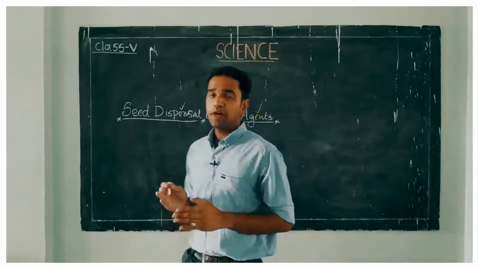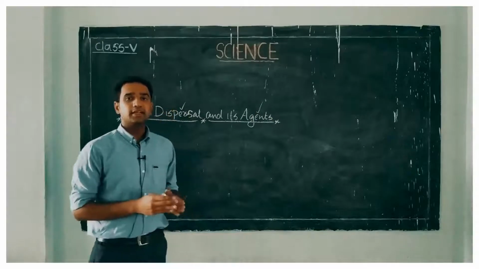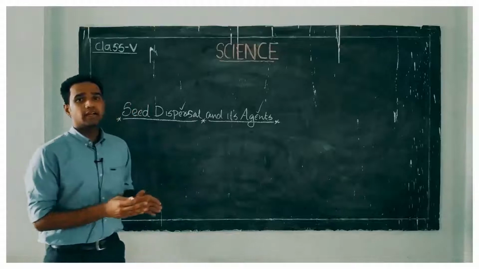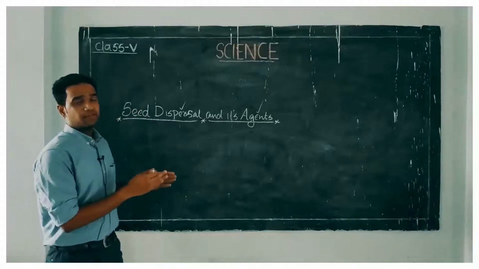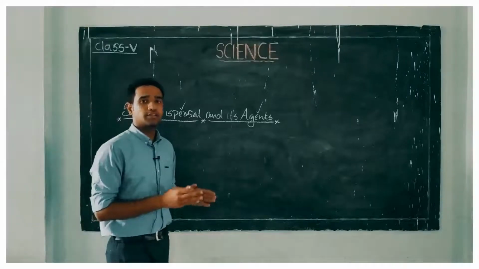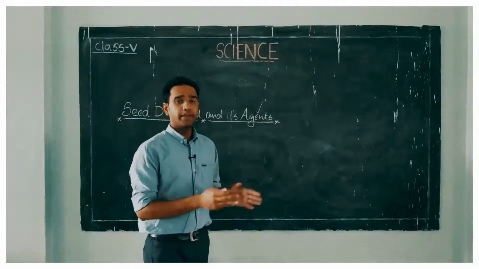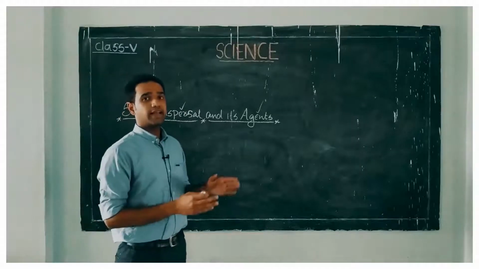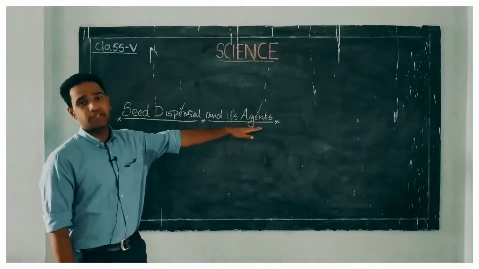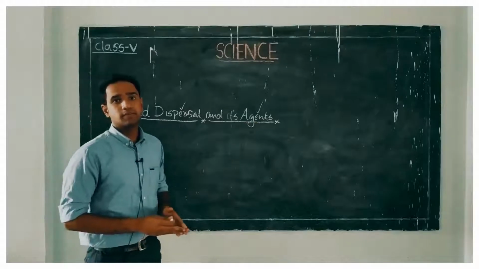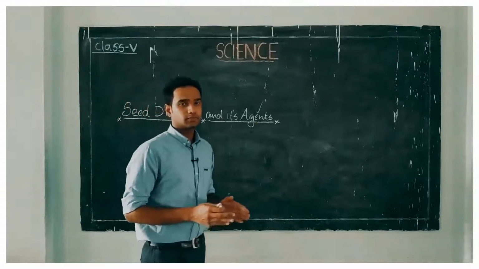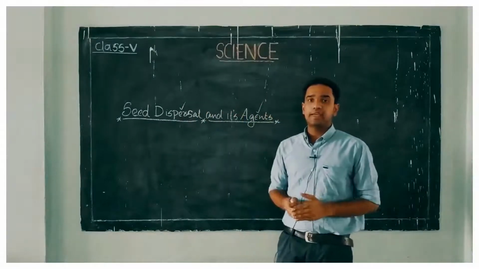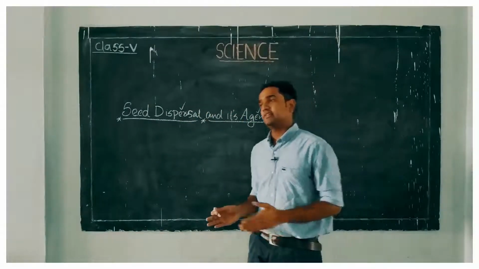Once again, what do you mean by seed dispersal? Seed dispersal is the process of scattering away of seeds from the parent plant. Wind, water, animals, etc. are the various external agents of seed dispersal. Is that clear? Yes. Now we will check out each of the external agents in detail.